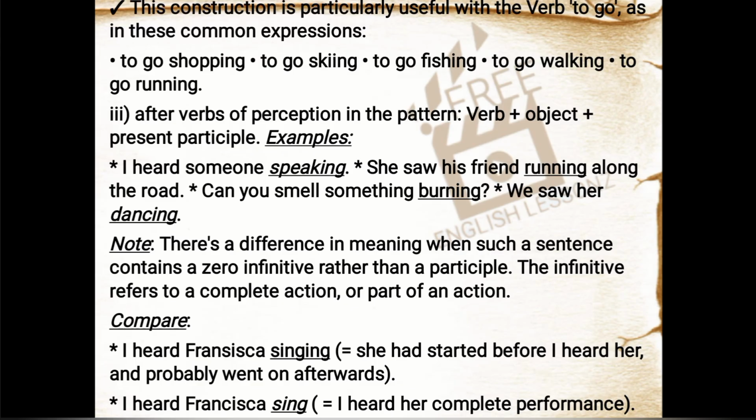Note, there's a difference in meaning when such a sentence contains a zero infinitive rather than a participle. The infinitive refers to a complete action, or part of an action. Compare: I heard Francisca singing, equals she had started before I heard her, and probably went on afterwards. I heard Francisca sing, equals I heard her complete performance.